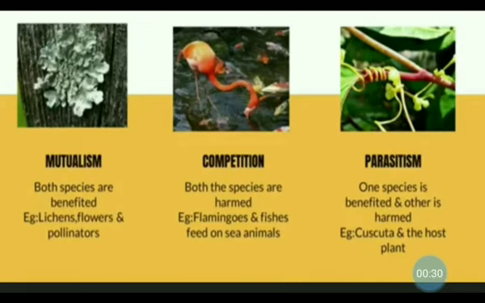The first one is mutualism. Both the species are benefited. For example, lichens, flowers and pollinators. Competition. Both the species are harmed. For example, flamingos and fishes feed on sea animals. Parasitism. One species is benefited and the other is harmed. For example, Cuscuta and the host plant.